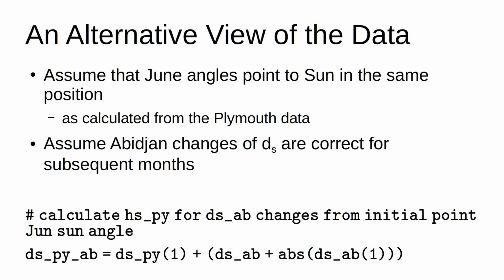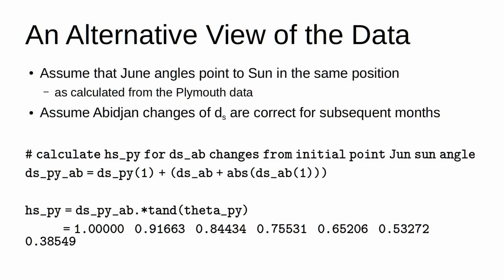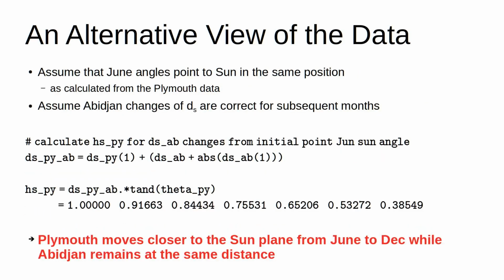Assuming that the Plymouth angle data is correct, we now use basic trigonometry to calculate the required height hs for the new ds values to be consistent with the Plymouth angle data. That yields this set of values for hs. In June, hs is 1, as we would expect from our assumptions. And as we move through the year, we get progressively smaller, and this means Plymouth must be getting closer to the sun plane each month, while Abidjan remains at the same distance.